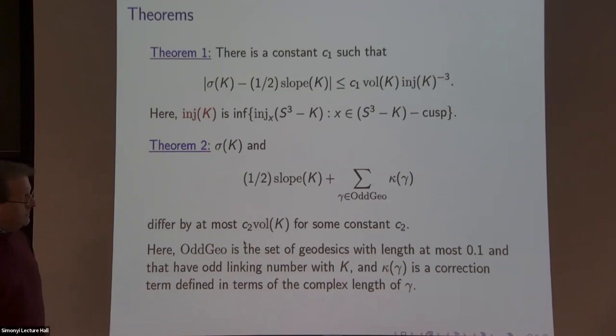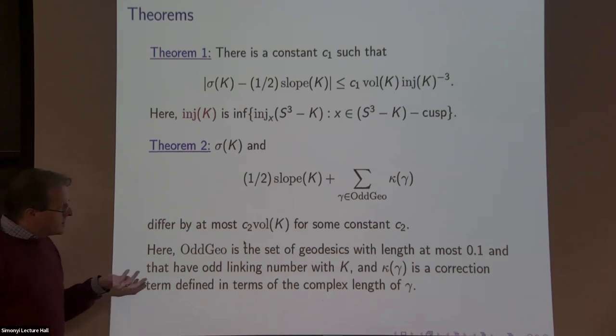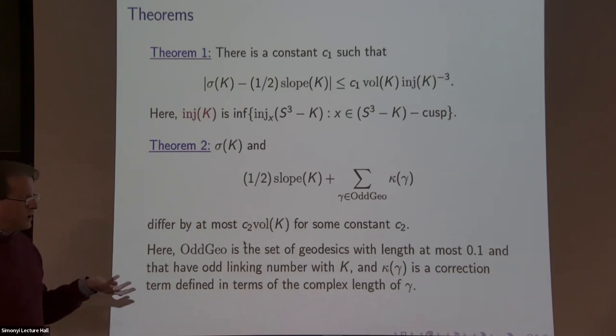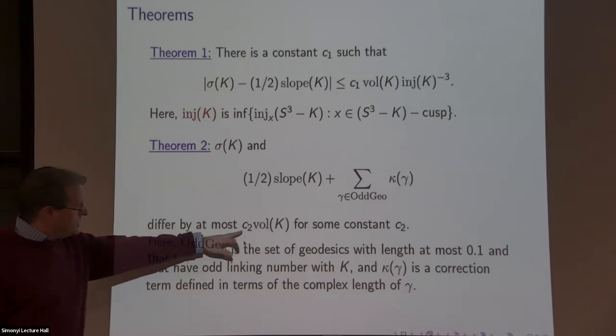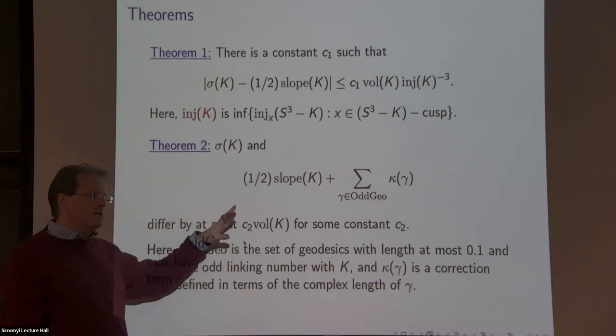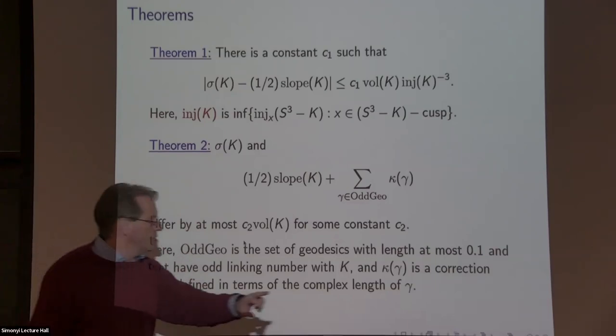And from that, is that number 0.1 important? Well, it's some fixed epsilon. Any epsilon less than the Margulis constant would work. Okay. Yeah. But then as you change your epsilon, your C2 changes. So because I didn't want to say C2 depending on epsilon, I just thought it's 0.1.